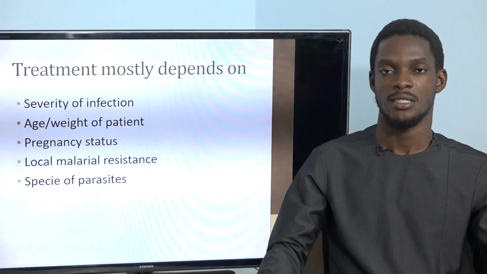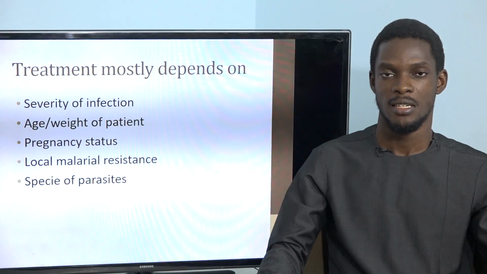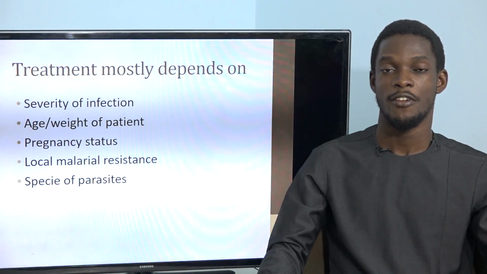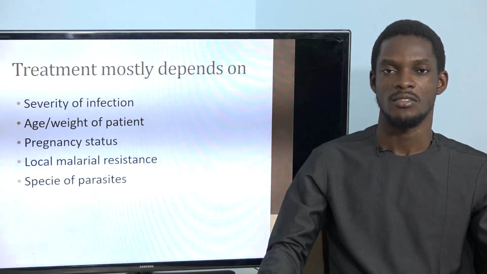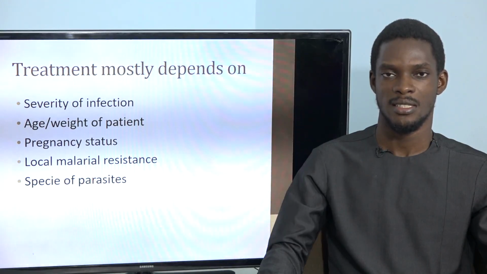Local malaria resistance. As I mentioned at the beginning of the lecture, malaria in Africa is highly resistant to chloroquine today, and therefore chloroquine is no longer the drug of choice in the management of malaria. The species of the parasite also dictates how aggressive the treatment should be, since we know some parasites can cause more severe symptoms and more severe complications than others.